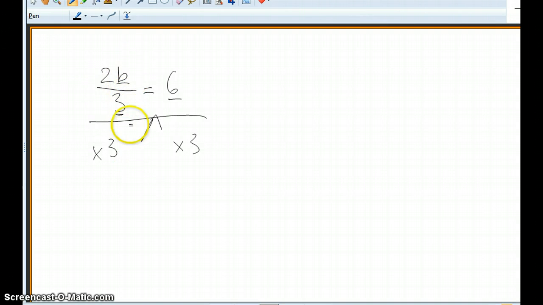Luckily, when I multiply the left-hand side by 3, the 3's cancel. It's not really luck. The reason I multiplied by 3 was because I wanted to undo the 3. Okay. 2b must, what's 3 6s? 18. Okay. 2b now is exactly in balance with 18.